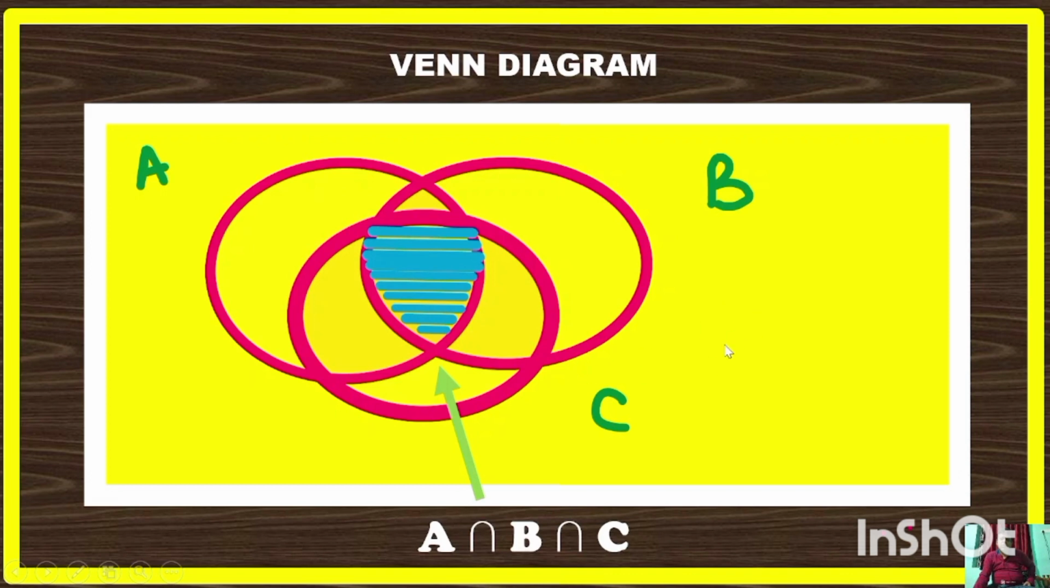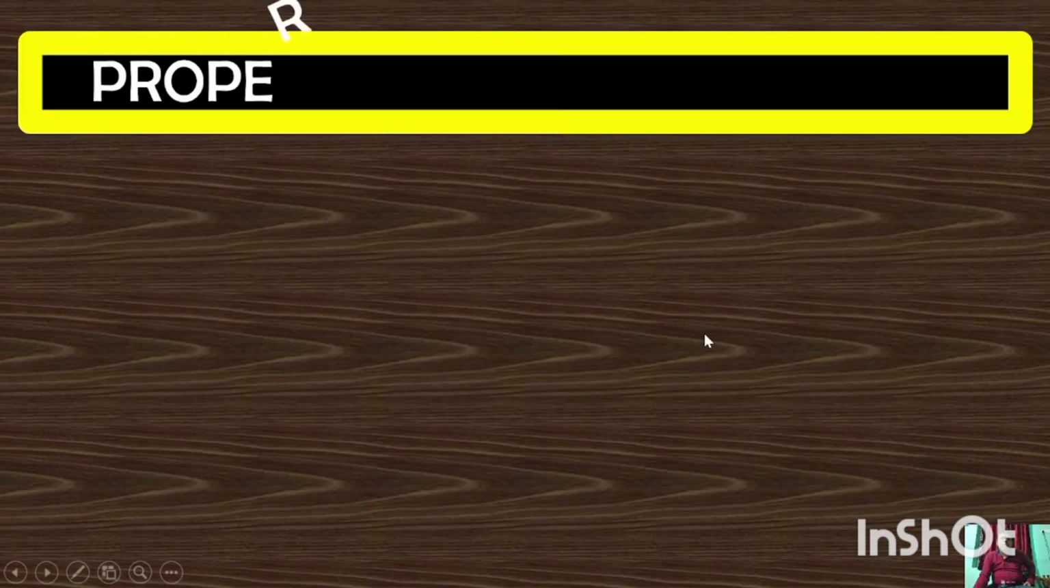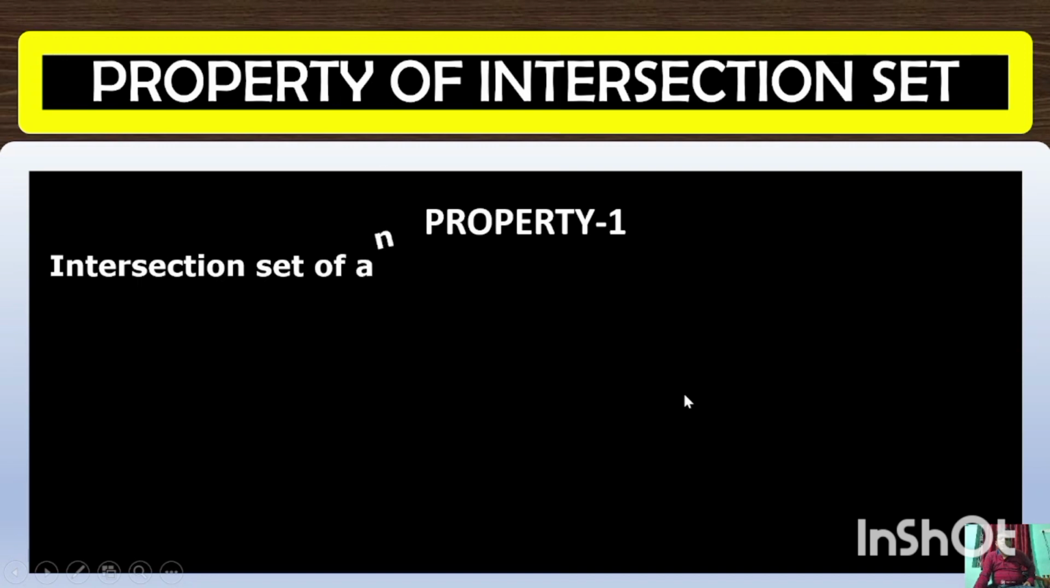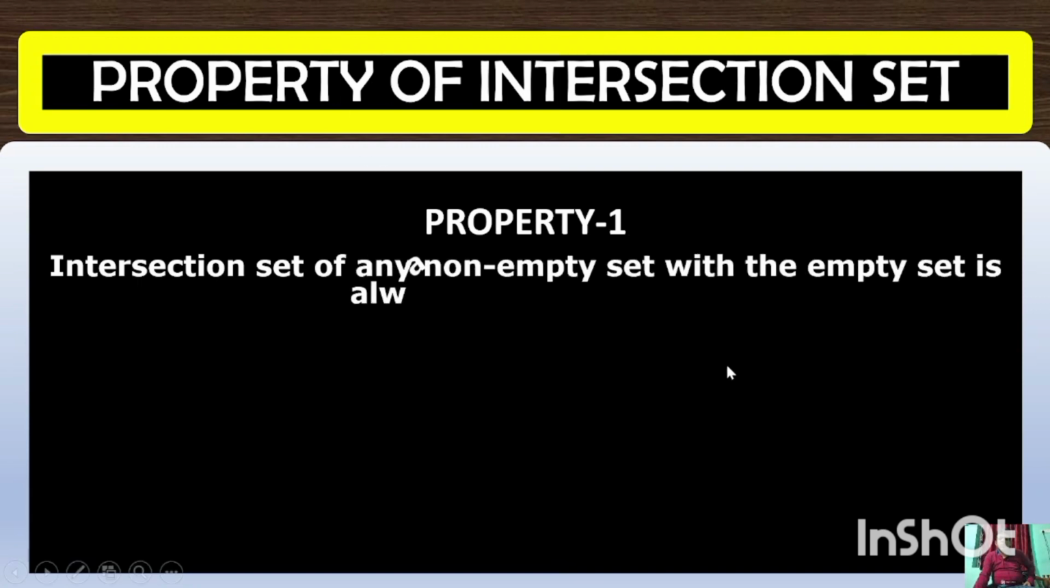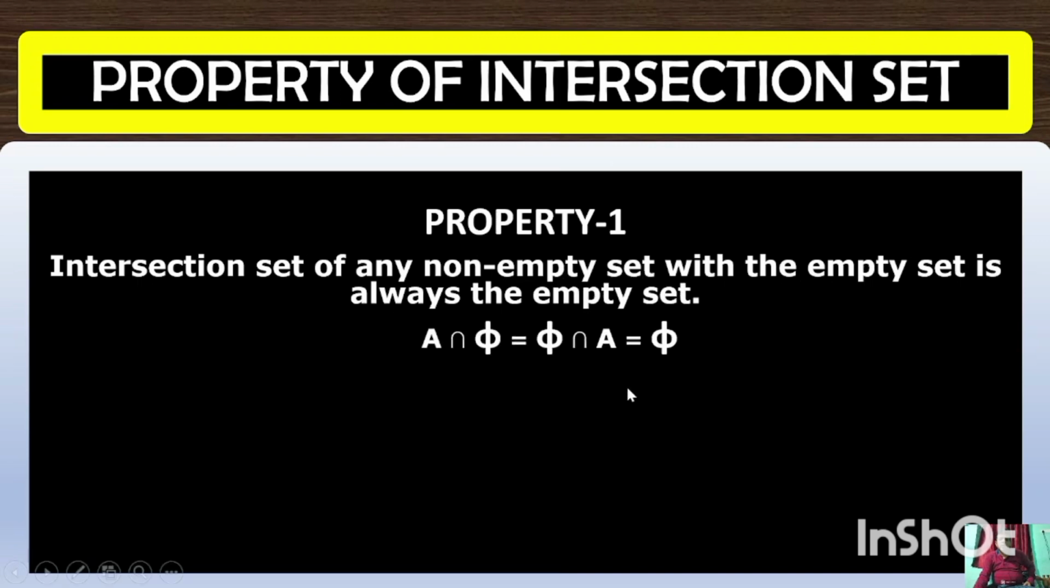So this is the common area of A intersection B. So clearly understand by this Venn diagram, right? Then again another property of intersection set. Like the property of union set, we can also discuss the property of intersection set. The intersection of any non-empty set with the empty set is always the empty set. It means A intersection phi is equal to phi.